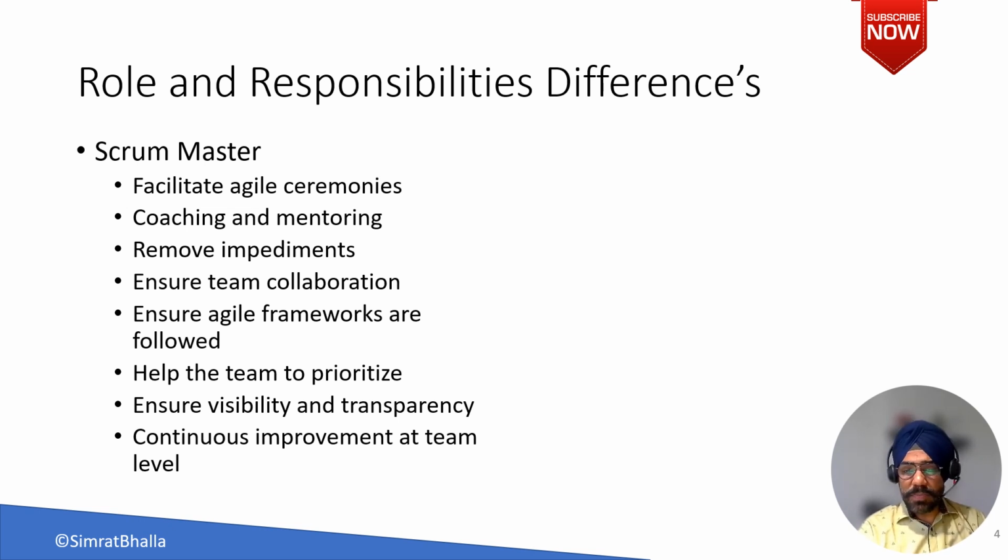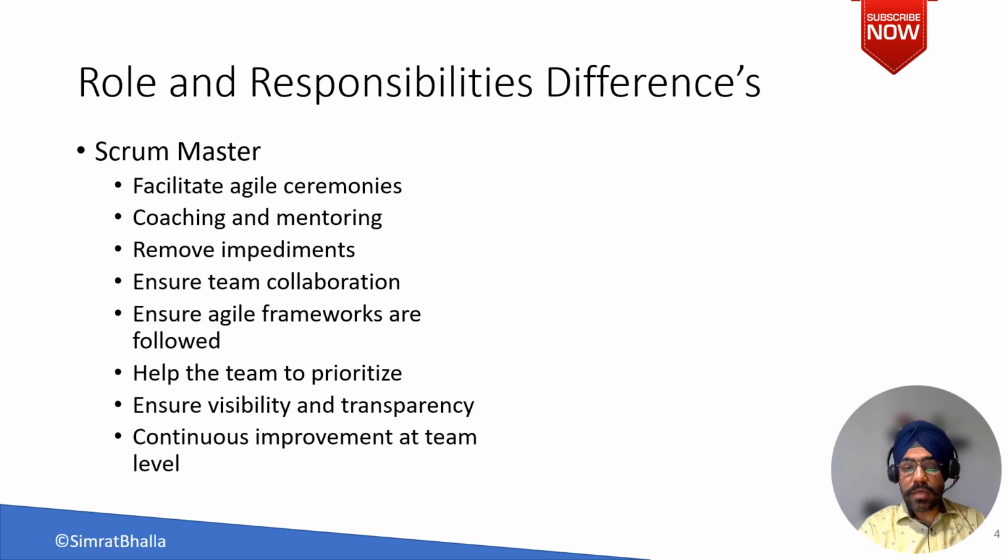Ensure visibility and transparency so that everybody is transparent what they're doing. Product owner knows what my team is developing. And the last and most important is continuous improvement at the team level. When I say at the team level, one of the key ceremonies Scrum Master facilitates is sprint retrospective.